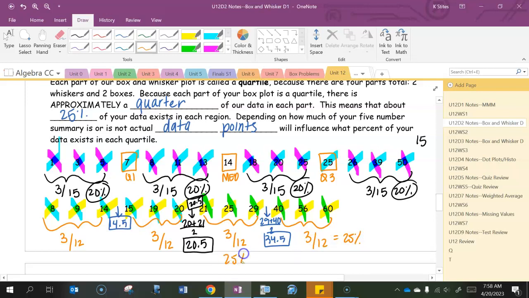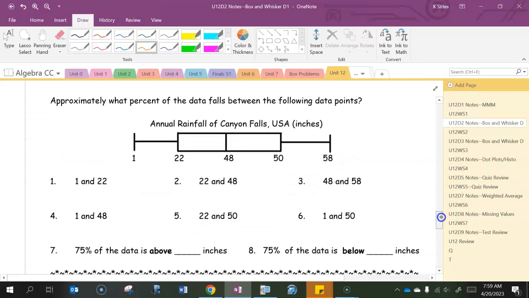Okay, and the difference is all of your numbers are being accounted for now in your quartiles because none of your actual data numbers were our median, our Q1, or our Q3. Okay, so again, when you see some of these problems, it's going to say approximately 25% because sometimes it is 25% and sometimes it's not. Okay. All right, so let's practice this.